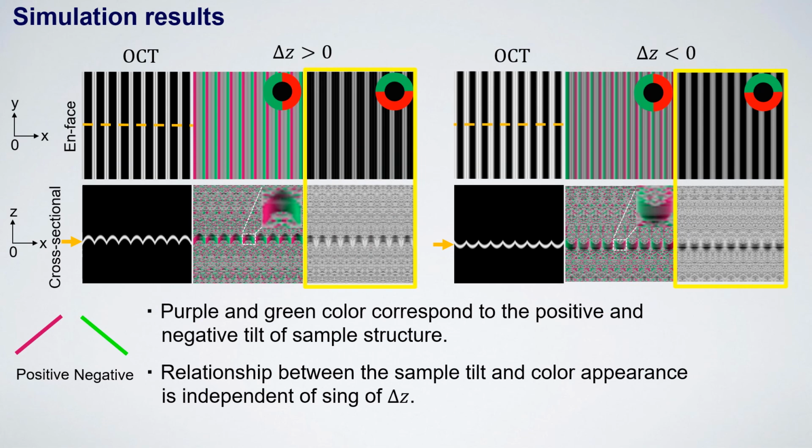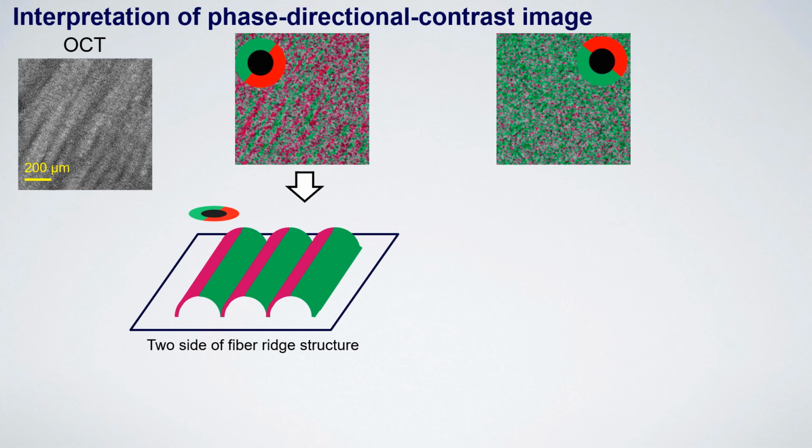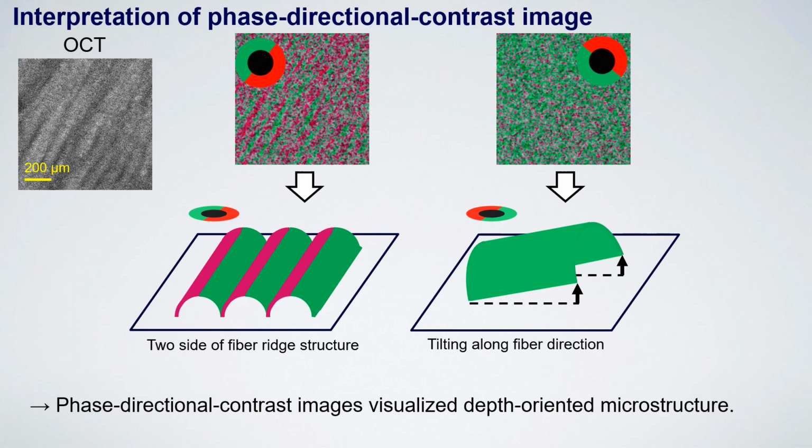And the monochromatic color appears when the mask is in the parallel direction. Then it shows there is no slope along the fiber direction. By using this finding, phase directional contrast images can be interpreted. The purple-green stripe shows the two sides of the fiber-rich structure, and green homogeneous color represents that the fiber is flat along the fiber direction. From this interpretation, we can say that phase directional contrast images visualize depth-oriented microstructure.